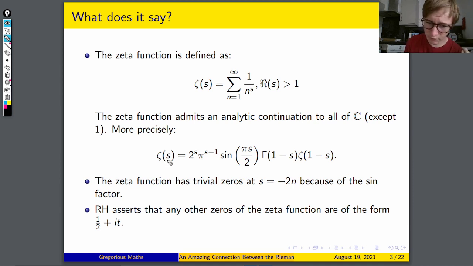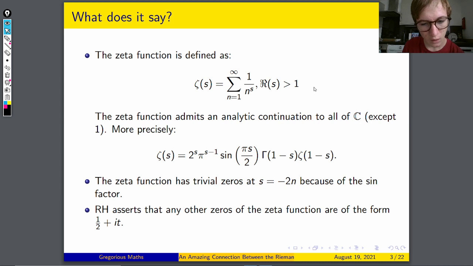But the Riemann hypothesis is asking us about where the other zeros are. And what Riemann noticed is that they all seem to be of the form 1/2 plus it. And so, of course, the Riemann hypothesis asserts that the non-trivial zeros of the zeta function are all of the form 1/2 plus it. Now, this is a really big problem. It has deep connections to a lot of stuff. But in this video, we're going to be talking about how it's connected to topology, or more precisely, how it can be restated with topology.